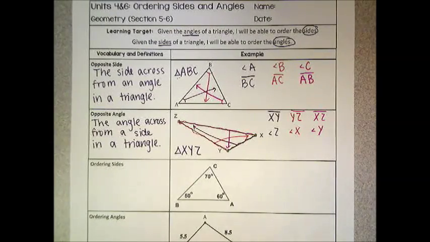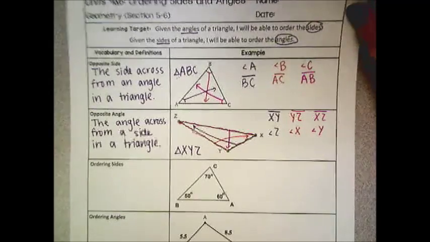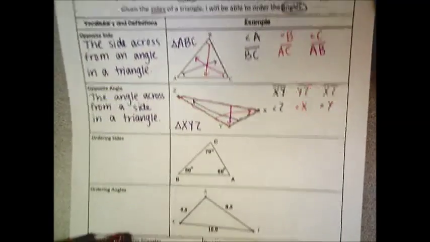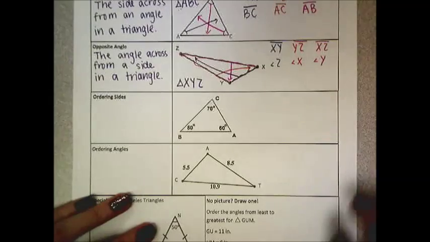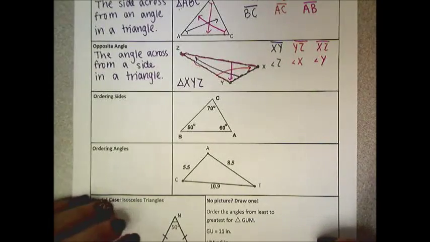All right, so the reason we need to know all of this is because you're going to be given angle measures of a triangle or side measures of a triangle, and you'll be asked to order them from least to greatest or greatest to least. You get the idea. So let's talk about ordering sides.